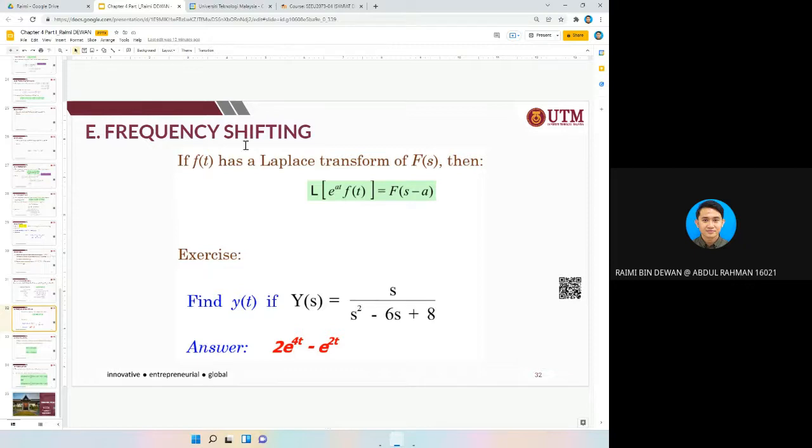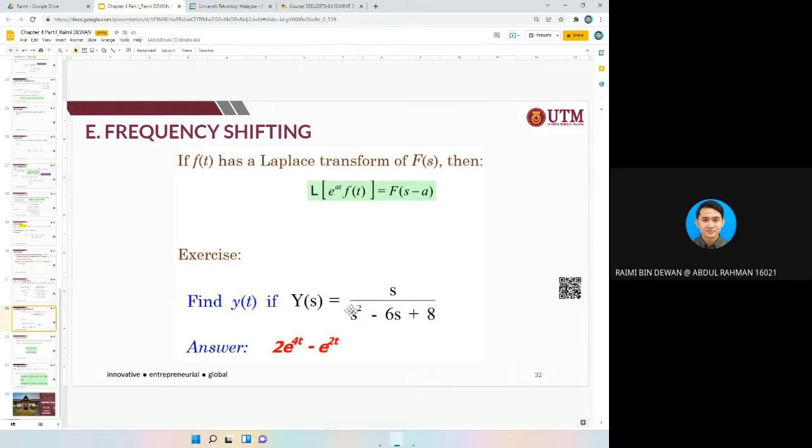So frequency shifting: if f(t) has a Laplace transform F(s), then the Laplace transform of e to the at times f(t) equals F(s minus a). Here is an exercise for you. You can try. Find y(t) if Y(s) is equal to s over s squared minus 6s plus 8.